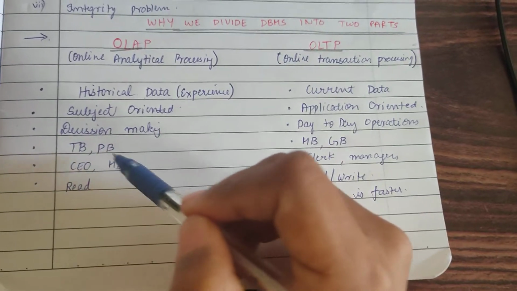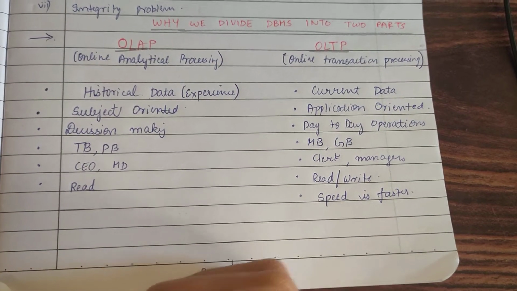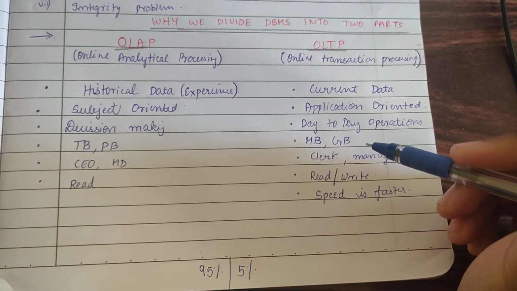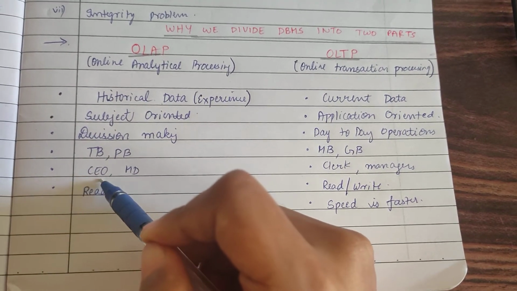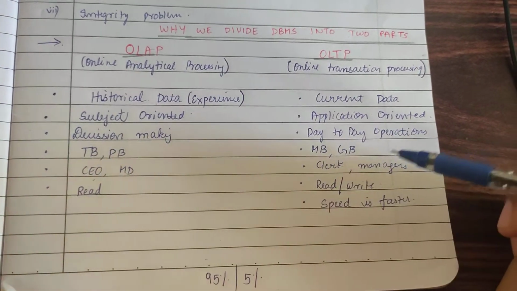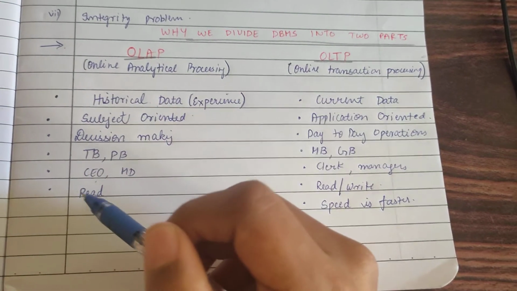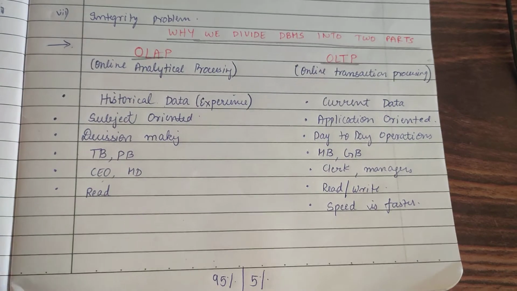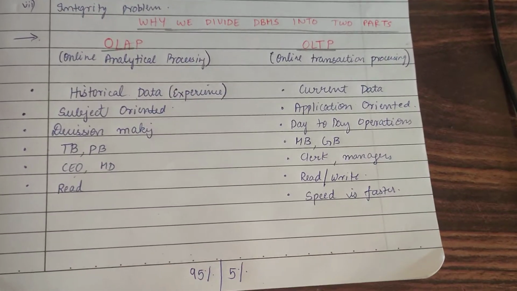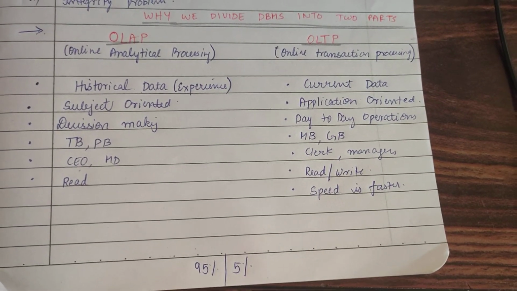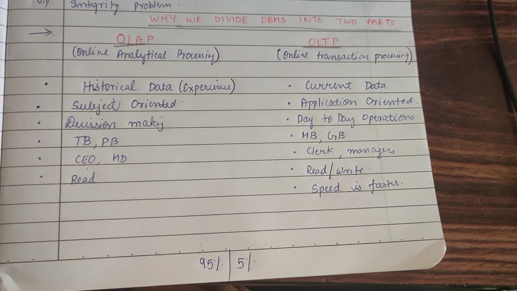Coming to the next point, this data is stored in the format of terabytes or petabytes, but here the data is in the form of just MB or GB. Next, this type of data is majorly held by CEOs, MDs, etc., and here this data is mainly held by clerks or managers. The main important difference is that you can just read the historical data but cannot write in it, whereas in OLTP you can both read and write in the online transaction processing database management system.